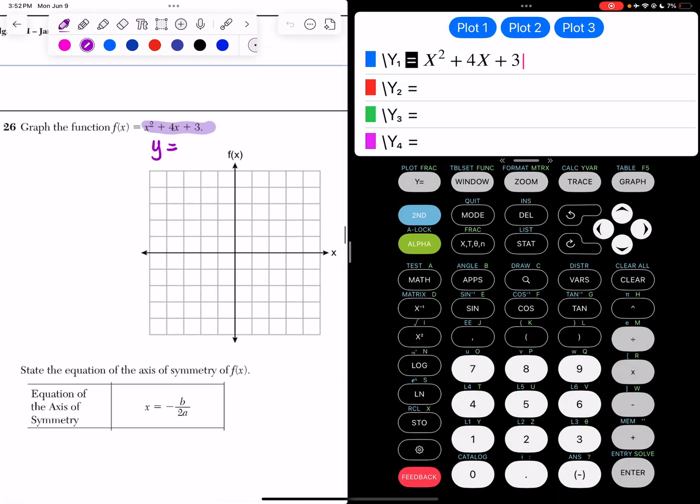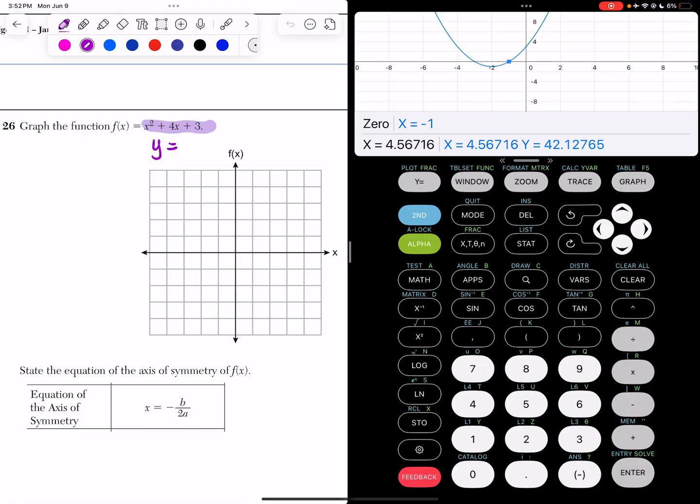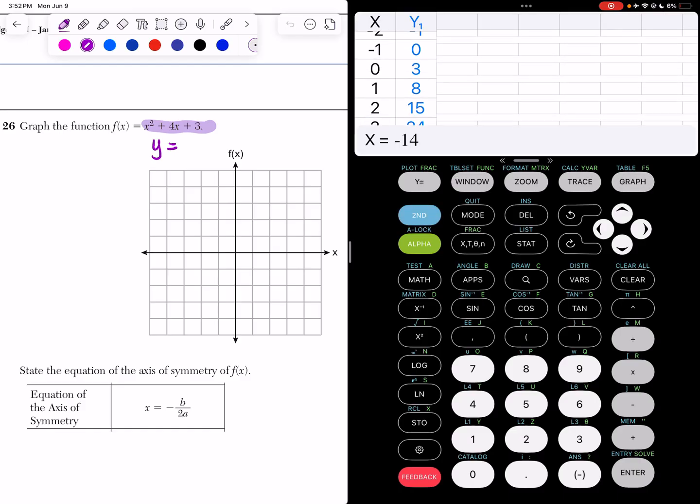I already have it typed into y equals, and I'm going to hit graph just to see where it is. It's on the left part of my screen. So we're going to see that quadratic, that U-shaped curve, and we're going to now go to our second graph, and we're going to copy and paste our points from the table.